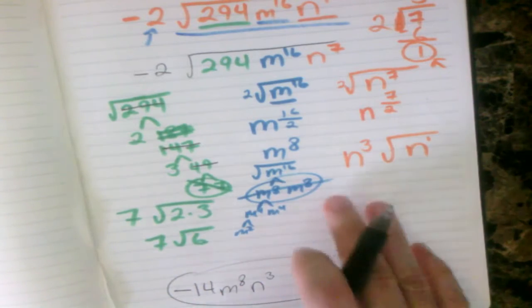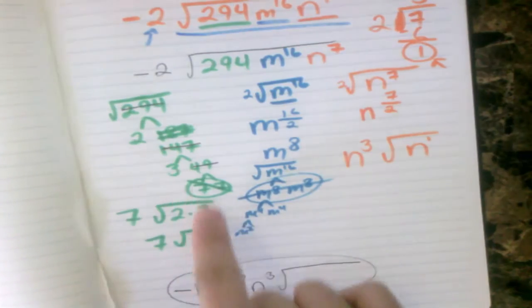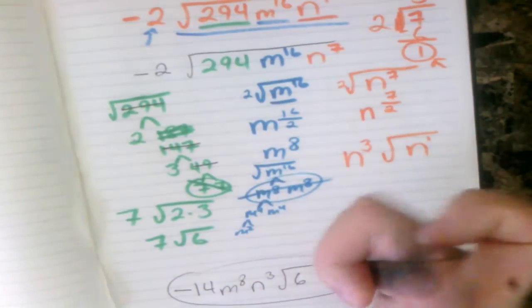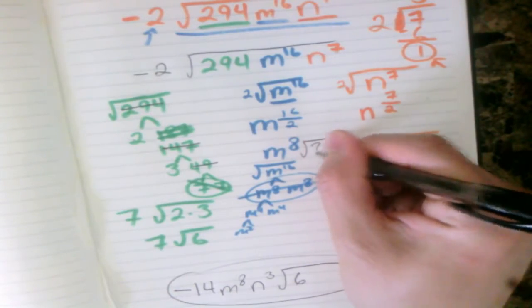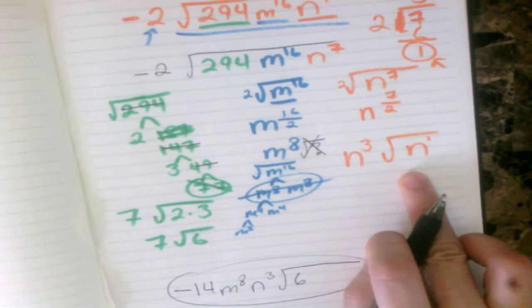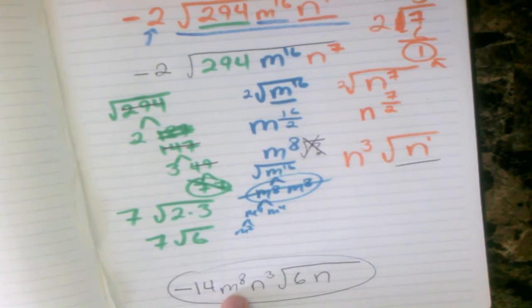Now that we've dealt with everything outside of the radical, let's talk about what's left over in the radical. From left to right. So over here, what was left in the radical? A 6. So you'll go ahead and write that 6. Then over here, what was left underneath the radical? You'll notice there is no square root here. It was just m to the 8th, so we don't have to worry about this. Now over here, was there anything left underneath the radical? Hopefully you'll notice that there is an n still left over. So your final answer with this problem is negative 14 m to the 8th n to the 3rd times the square root of 6n.